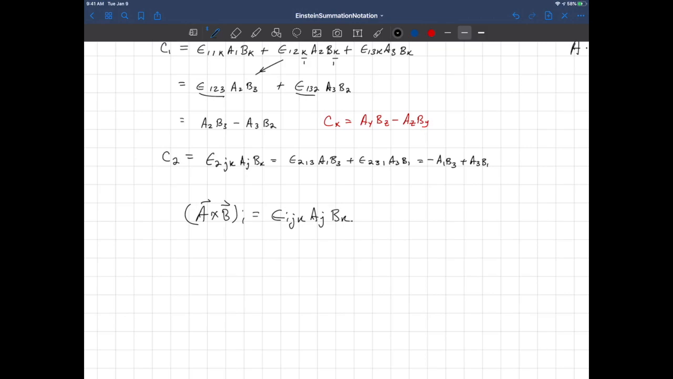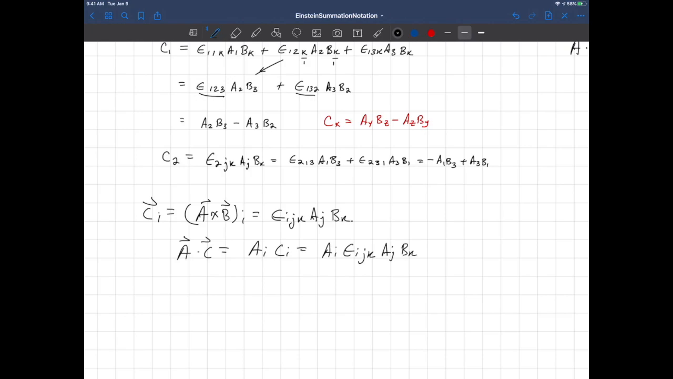So that's well and good. But what about when I want to check things like, since this is vector C, is A dot C actually equal to 0? Well, let's write it out and find out. If I do a dot product, what I then get is A_i C_i, right? That's what that dot product means, which means A_i epsilon_ijk A_j B_k.